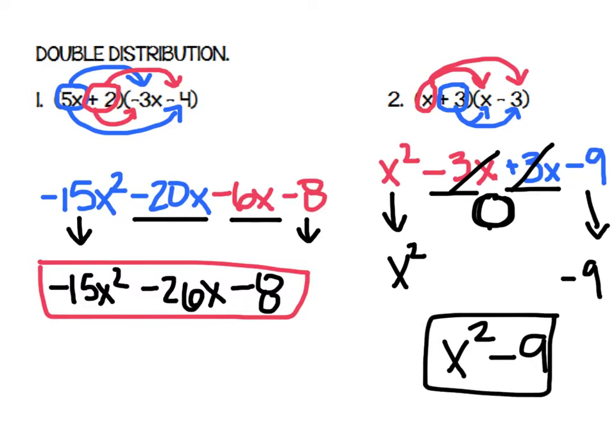This is a special situation because if you notice, they're both the same. The only difference is that one is positive and one is negative. So if you have exactly the same terms out here, x plus 3 and x minus 3, but one's positive and one's negative, the middle term is always going to end up canceling out.